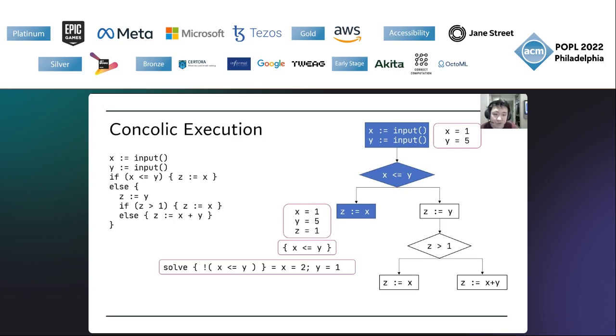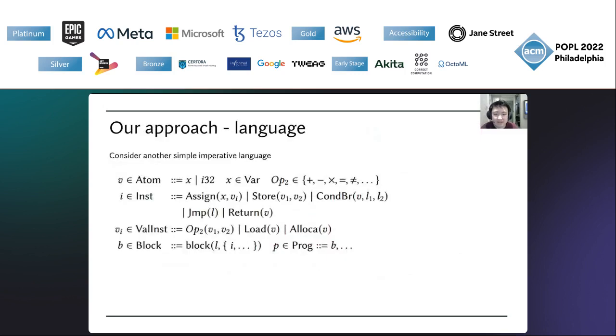Now we want to show that our previous work to build the symbolic execution compiler can be applied here as well. Consider a simple imperative language that is similar to the LLVM IR. We have basic arithmetic instructions, assignment instructions, memory instructions, and control instructions like jump, conditional branch, or return. Let's see how to develop the concolic interpreter and compiler for the small language step by step.